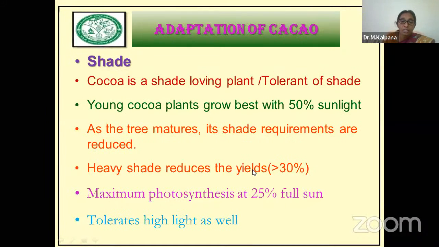Heavy shade reduces the yields also. That's why the yields are less in cocoa grown under oil palm, where the oil palm covers almost 80%. 80% shade will be there in oil palm gardens, and because of that, the yields are less. And maximum photosynthesis occurs at 24% of the full sunlight, so we can grow the crop in such conditions.